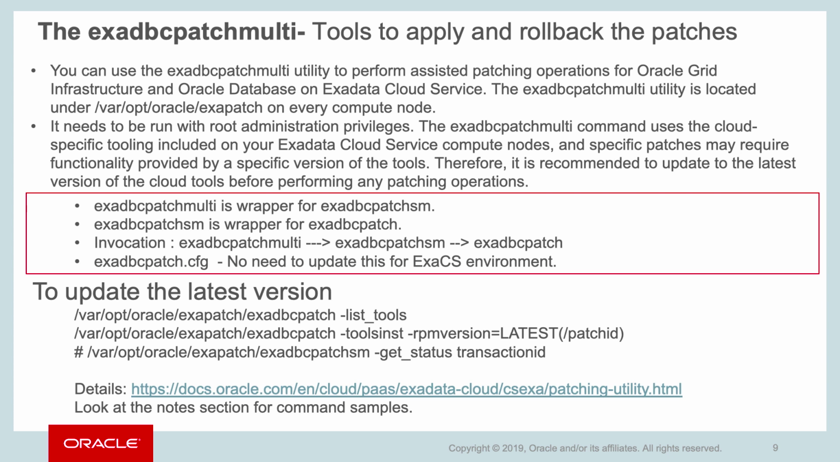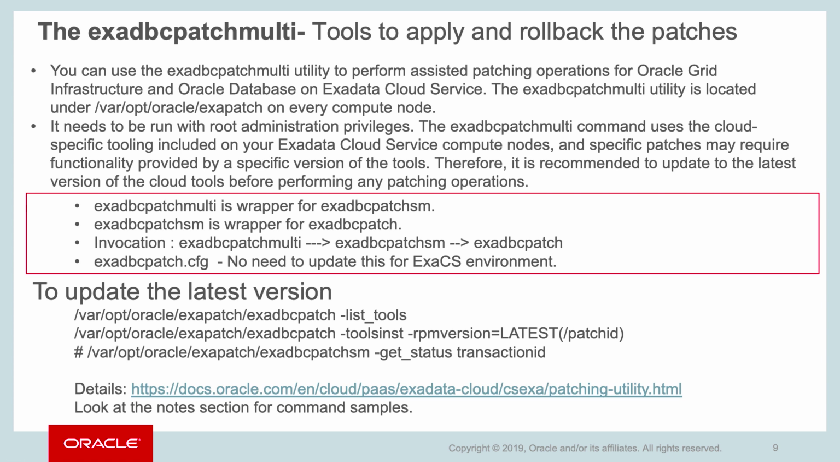It uses cloud-specific tooling which is included in the Exadata Cloud Service compute nodes, and a specific patch may require functionality provided by a specific version of the tool. That is the reason we say you need to update your cloud tooling before attempting the patches. So exadbcpatchmulti is basically a wrapper for exadbcpatchsm, and exadbcpatchsm is a wrapper for exadbcpatch. The invocation goes from exadbcpatchmulti to exadbcpatchsm and exadbcpatch.